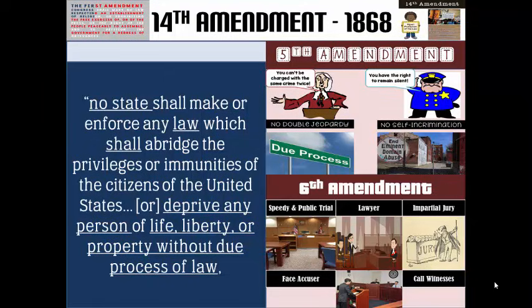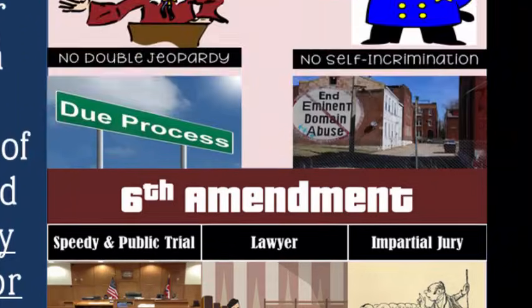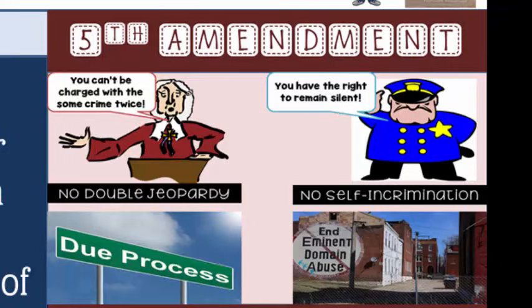The 14th Amendment states that no government can make and enforce a law that, quote, deprives any person of life, liberty, or property without due process of law. In other words, if the government is going to take away your liberty or property by, say, putting you in jail, they must first give you due process rights to have a lawyer, a speedy public trial with a jury, rights that were established by the Sixth Amendment, and they can't force you to testify against yourself or charge you with the same crime twice as established by the Fifth Amendment.